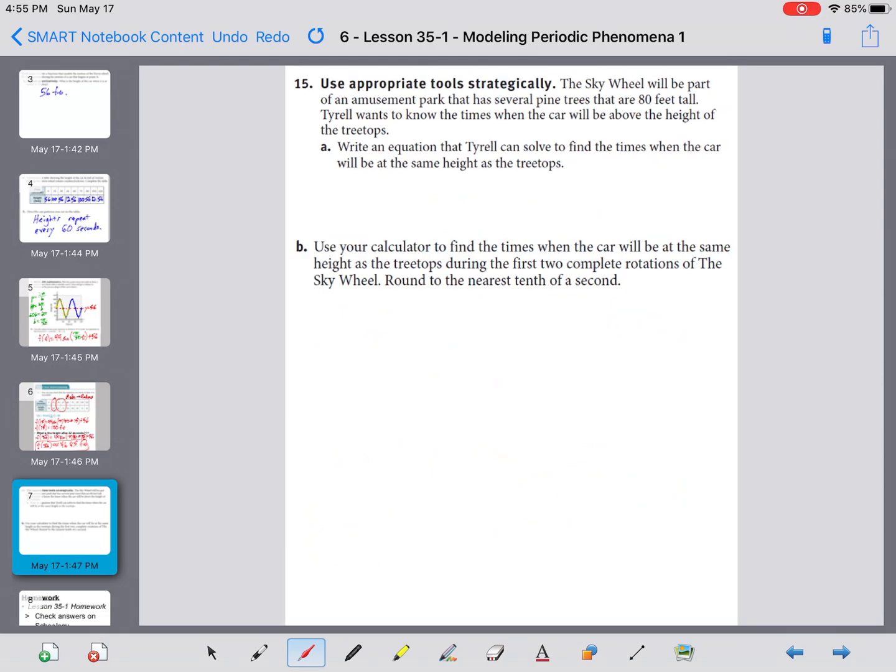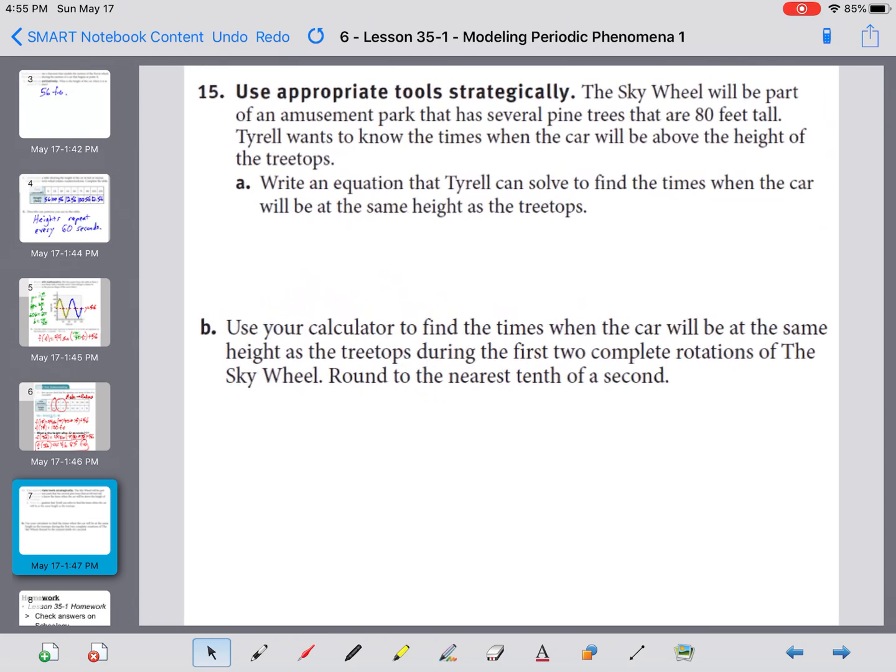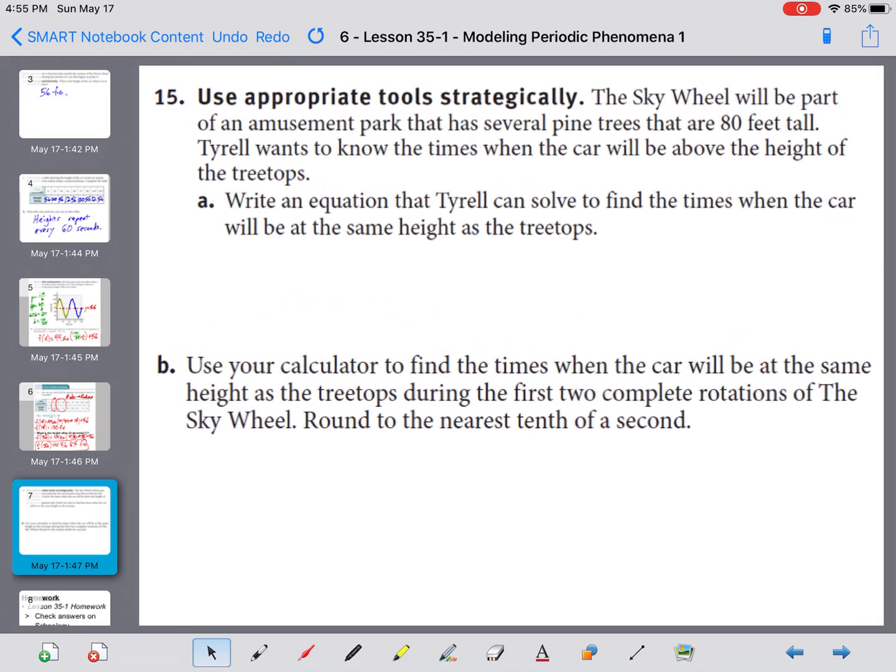Now, let's look at something else we can do with our calculator. Now, we're going to show you this on Desmos. I'm going to show you this on Desmos because I don't have the calculator on my iPad, but you don't have to use Desmos. This is a skill we've done a few times this year, so you can do it whichever way you'd like.